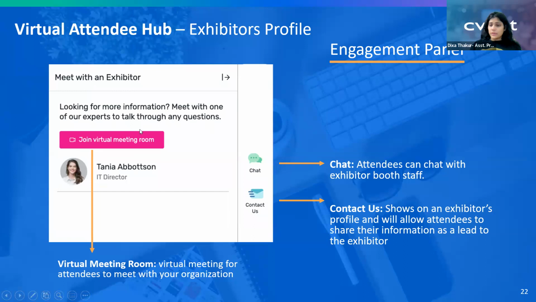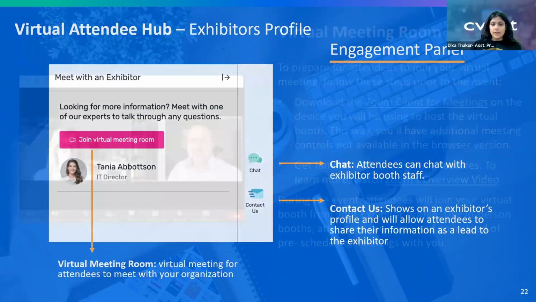So when someone clicks on join virtual meeting, they are able to meet with your organization. The chat option, like we discussed, is a place where attendees can chat with you as booth staff or amongst themselves. Now there's another option, contact us. For example, if an attendee visits your exhibitor profile and sees that right now there's nobody available to chat or to join a virtual room with, they can simply click on the contact us icon and submit their information that's pre-decided by the planner. Remember, we discussed it in the previous slides. Do we have any questions so far?